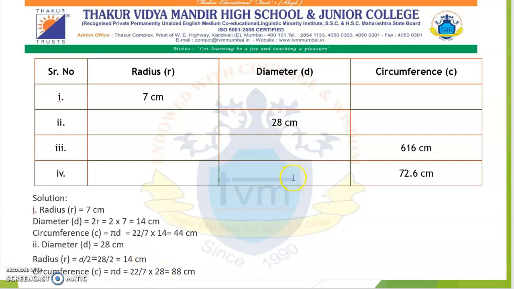Same way, for the second one, the diameter is given, 28. We have to find radius and circumference. In the third one, the circumference is given. Radius and diameter we have to find. And in the fourth one, again the circumference is given in decimal. We have to find radius and diameter. Let us see this.